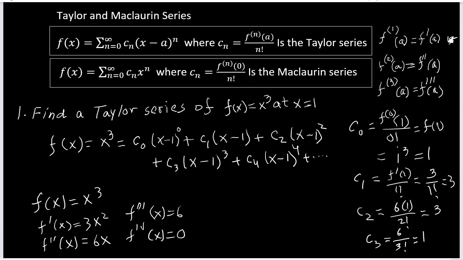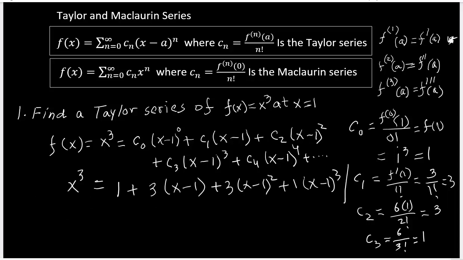We'll plug them back in the function. c0, which is 1, we see here. So we plug in for c0, plus 3 times (x minus 1). 3 is our c1 value. c2 value is 3, then (x minus 1) squared. c3 value is 1, then (x minus 1) to the 3, and c4 goes to 0, and all other coefficients will be 0. So stop here.